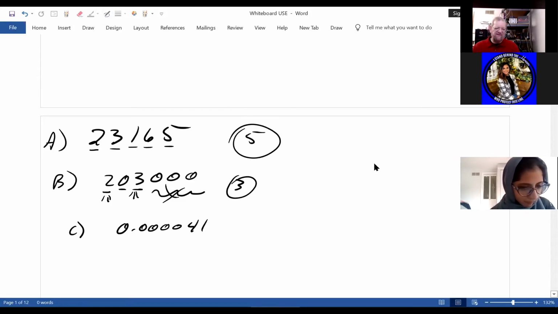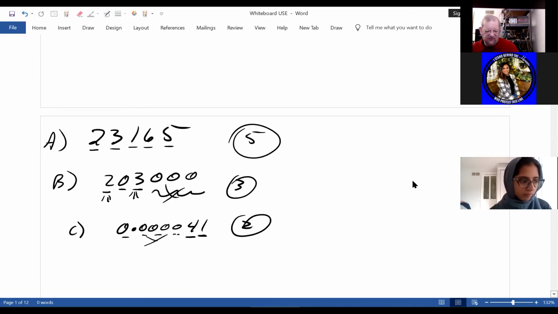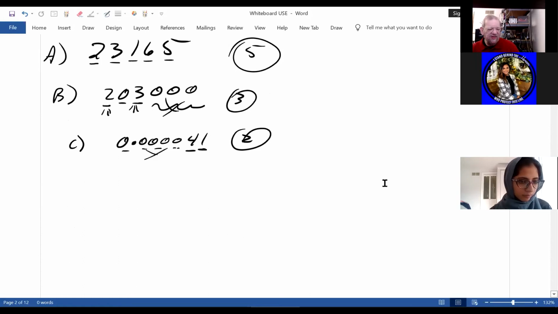How many significant figures are in this one? Time's up. Well, here's a decimal point. Zeros at the front of a number are not significant, but non-zero numbers are, so the answer would be 2 significant figures.